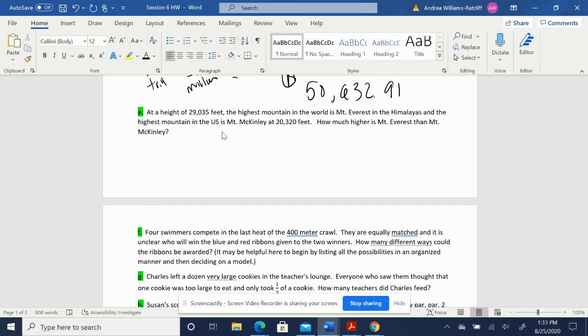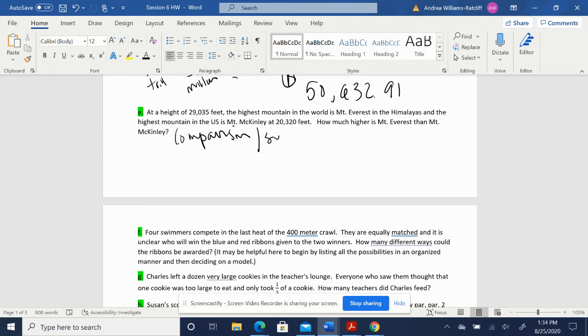At a height of 29,035 feet, okay, that's the highest mountain in the world. It's Mount Everest in the Himalayas, and the highest mountain in the U.S. is Mount McKinley. How much higher is Mount Everest than Mount McKinley? Okay, so here we have two quantities or two measurements. In this case, it's the height of a mountain, and we're wanting to find out the difference between them. So this is a comparison.